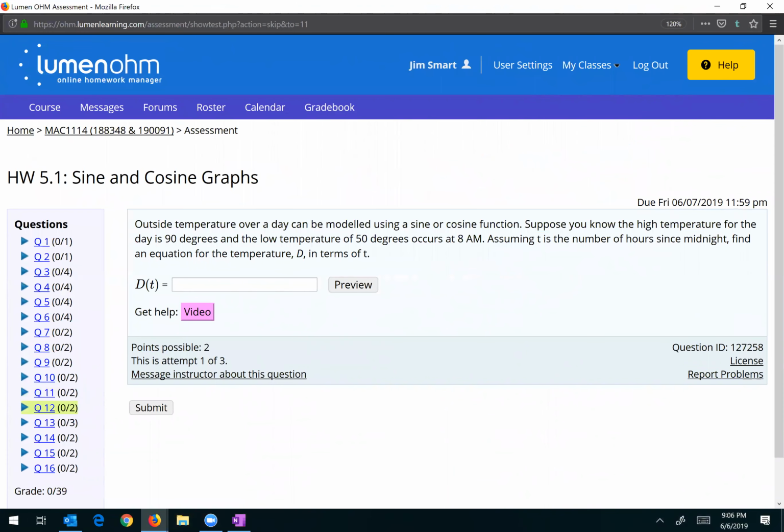At 12, it tells us when the low temperature occurs, which is at 8 a.m. Normally cosine starts with a high value, but if you know a low value, you can just call it a negative cosine. Since that low occurs at 8 a.m., you can do a negative cosine that has a right shift of 8, so that the low point would occur at 8. So you would just do an x minus 8 in your formula to shift it right 8 units.